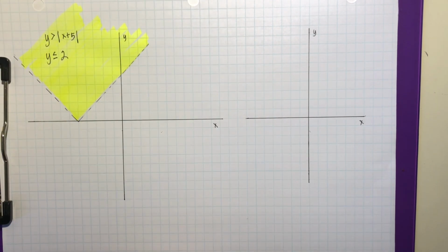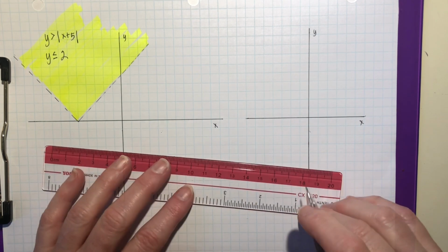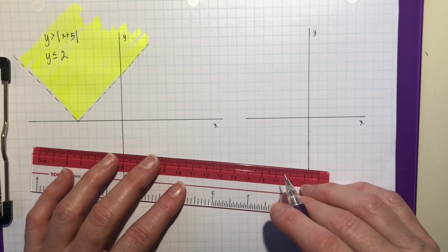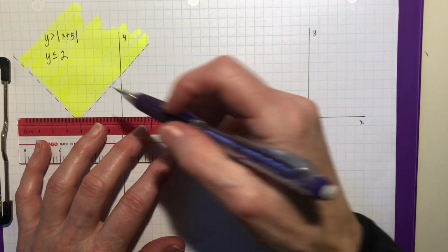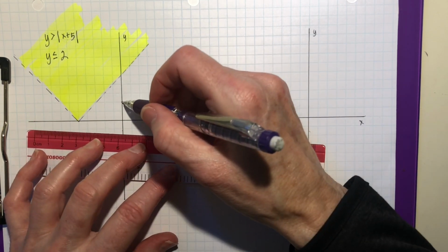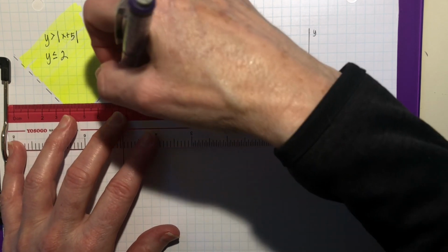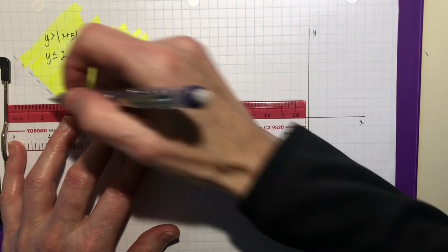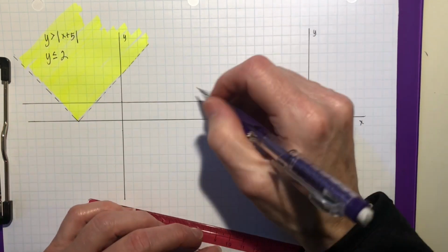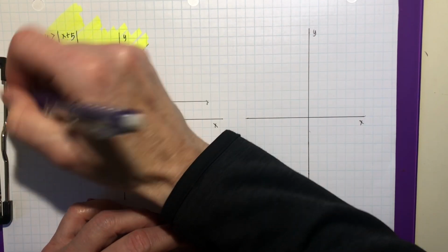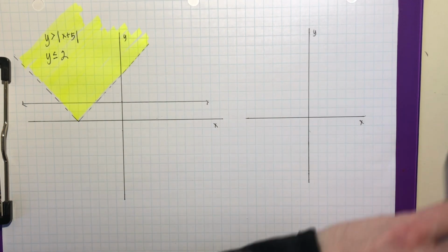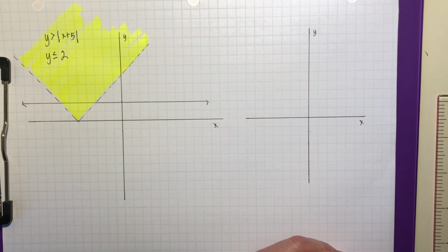Now, our other inequality is y is less than or equal to 2. You know, any line y equals some constant is going to be a horizontal line, and we know it's less than or equal to, so it's going to be a solid line. Here's 2. So we draw our line for that. And it's less than, so we will shade below the line.